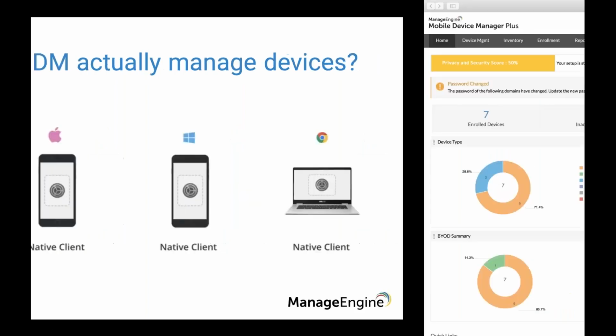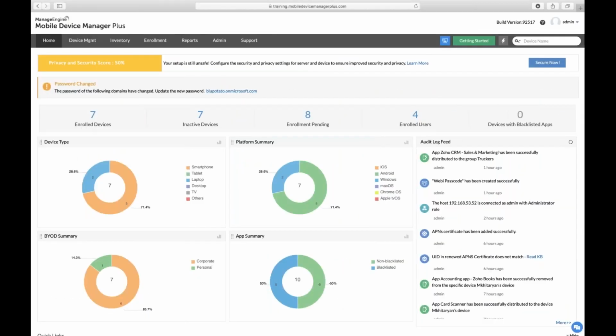So let's take a quick tour of the MDM product. For any admins who have joined in recently to the product, you can just use this as a heads up. First, we have our layout over here, the Home tab, which is a dashboard which contains all of your details, like the number of devices that have been enrolled, platform summary, BYOD summary, and the app summary. We also have a small audit log feed where any action that you perform on the devices would be listed out.